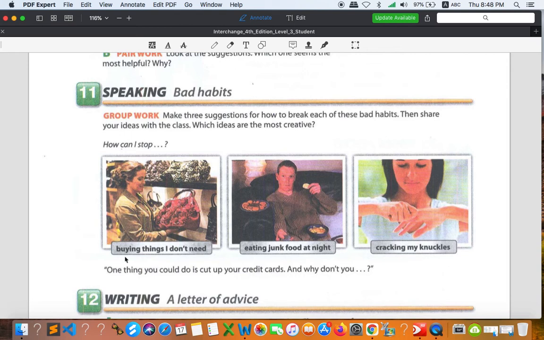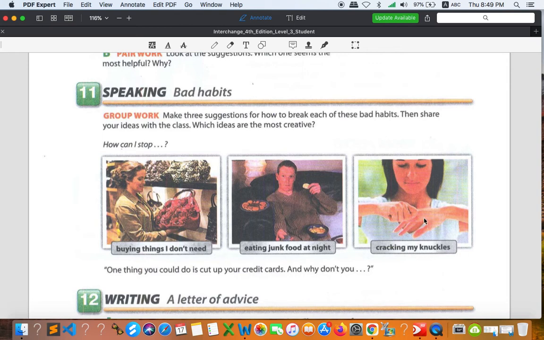Are you a particular kind of person who loves to buy things you don't need? Think about that. Okay, ask yourself. Eating junk food at night. Eating junk food, the food that is not healthy, and then you eat it at night. What do you think? And the last one is cracking my knuckles.